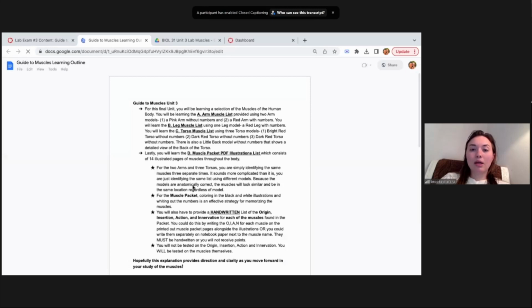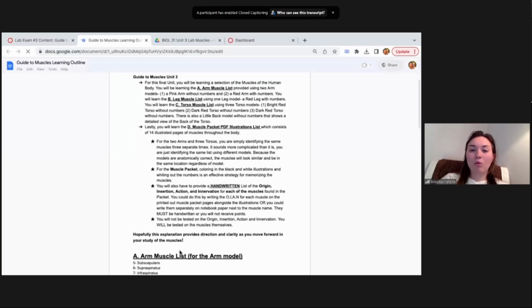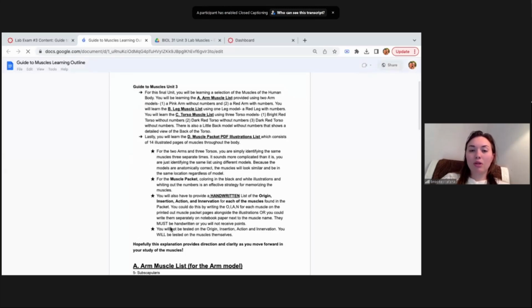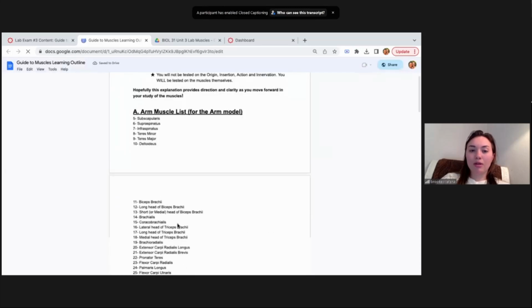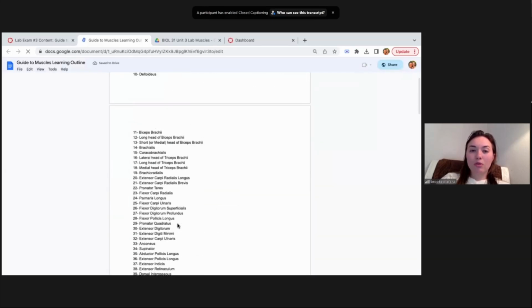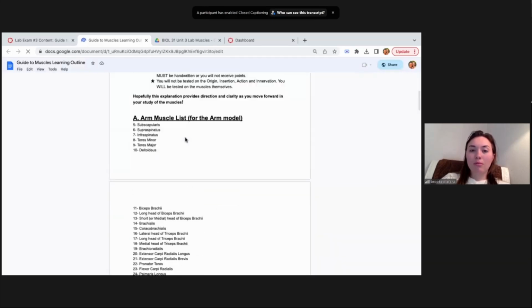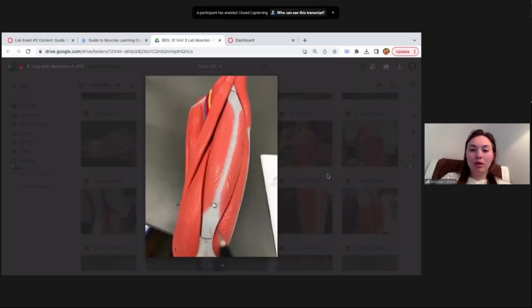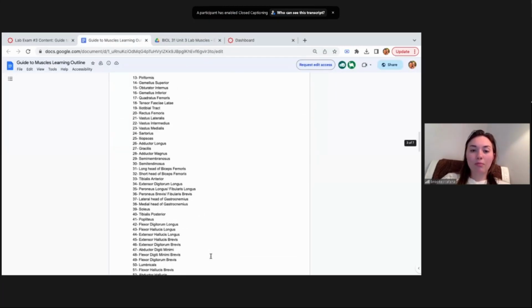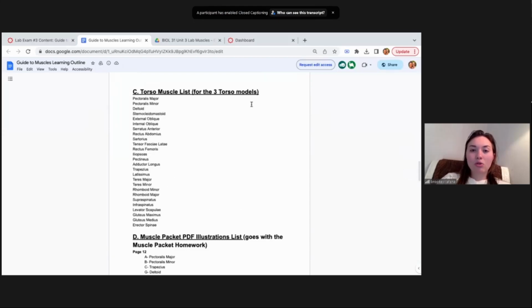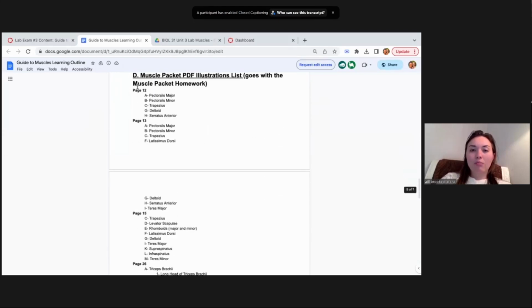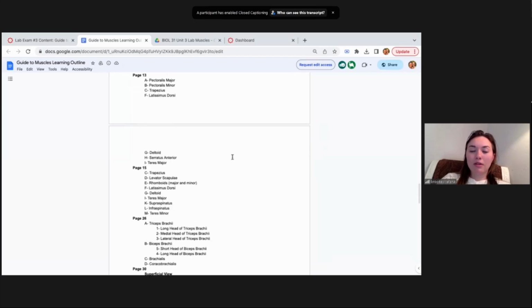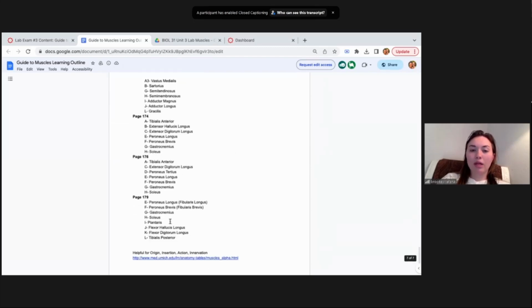It's a document that tells you how to study and what you need to know for the exam. Really short, it's just like 2 paragraphs right here. And then it also gives you the arm muscle list you would need to know on the arm model. Again, you have your leg model, your arm model, right? So your arm muscle list, leg muscle list, torso muscle list, and then a muscle packet list. And this muscle packet list is all of the answer key.